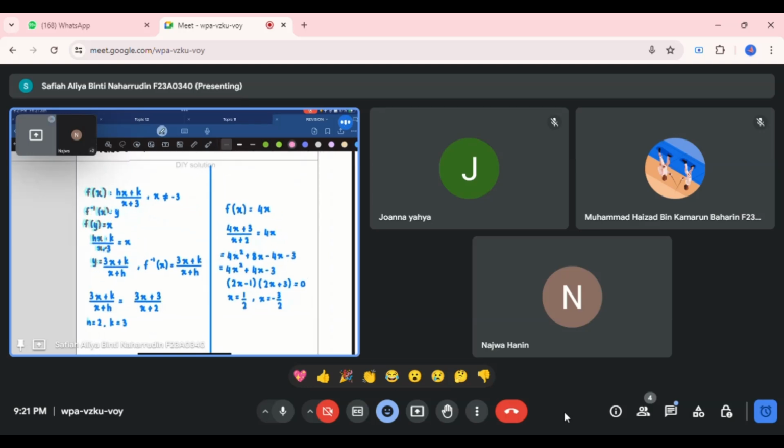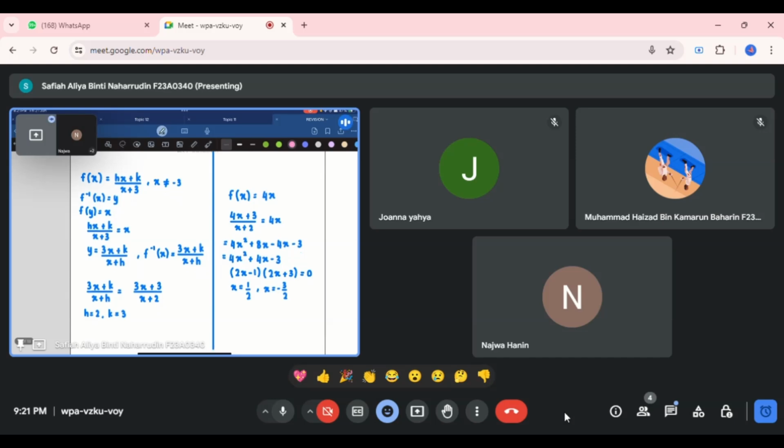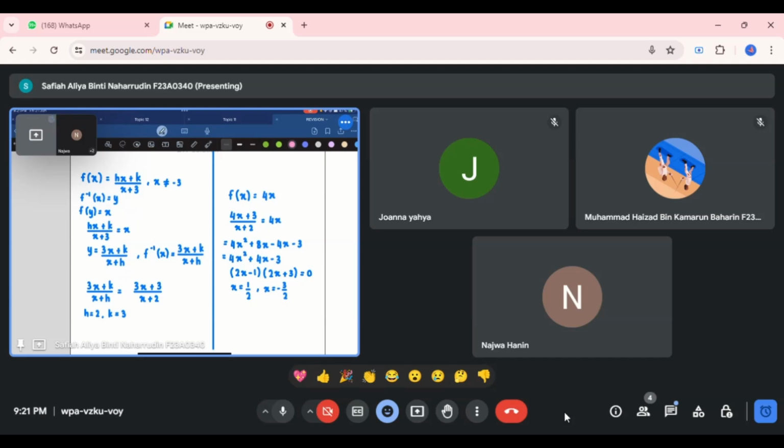So the question wants f(x) equals to 4x. So (4x plus 3) over (x plus 2) is equals to 4x. So we get the answer is 4x squared plus 4x minus 3. And then the value of x is 1 over 2 or negative 3 over 2.